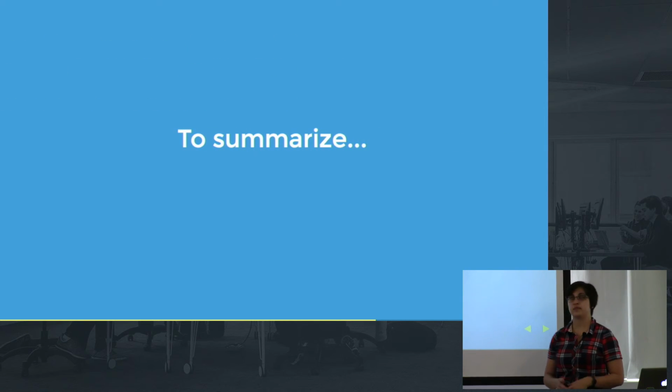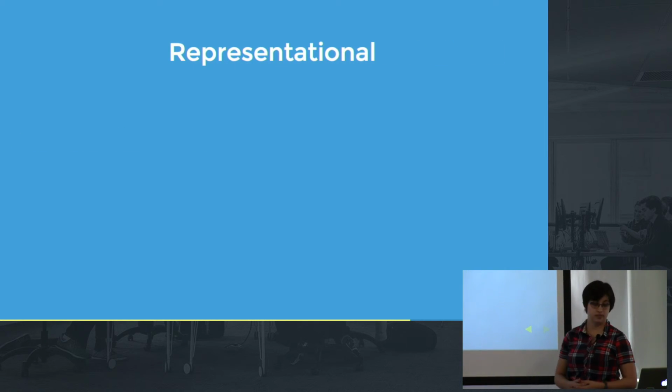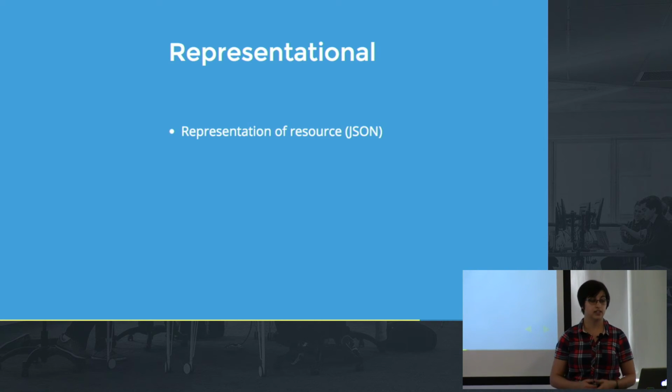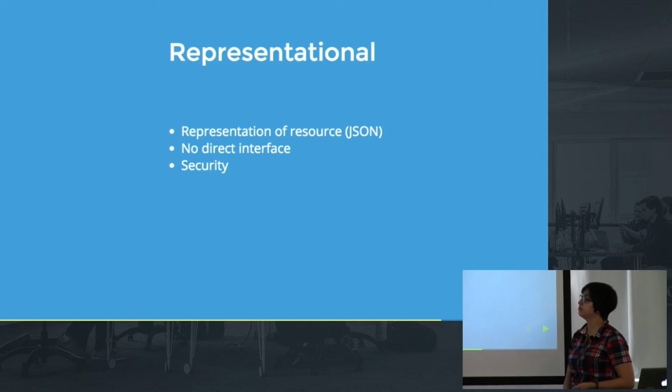So let's sum this up in a way that's really nice and easy to remember. Let's talk about representational. So representational means we have a representation of a resource, probably JSON in our case when we're working with a web API. There's no direct interface, right? That's the point of the representation. And this has to do with security.